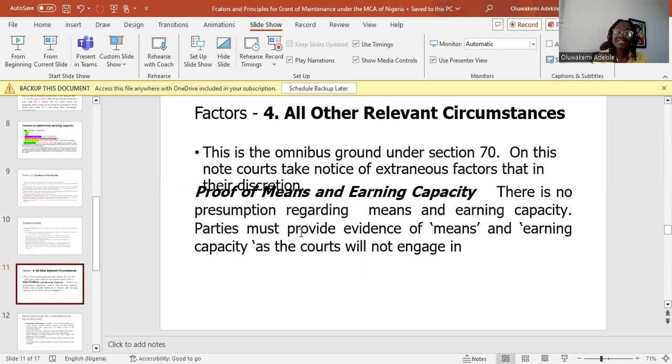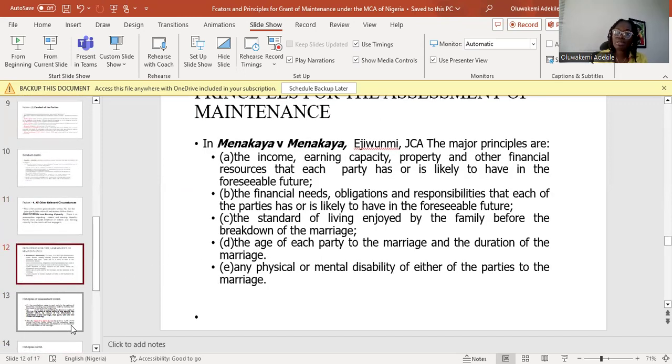You must show it, and there are ways of dealing with this, because the couple have been a couple before anyway. So you have an idea of what your husband or your wife was doing before the marriage came to an end. But the court is not going to presume. Maintenance is not an exercise of guesswork. It must be based on practical, real evidence.